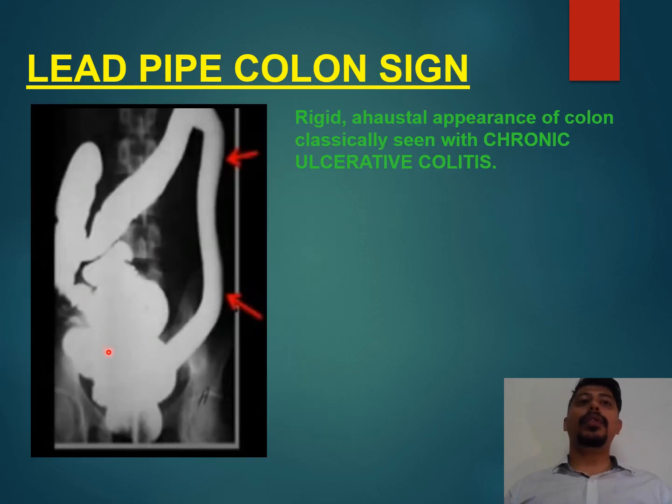Lead pipe colon sign. It is a characteristic feature in ulcerative colitis. Rigid or hostile appearance of the colon, classically seen in chronic ulcerative colitis.